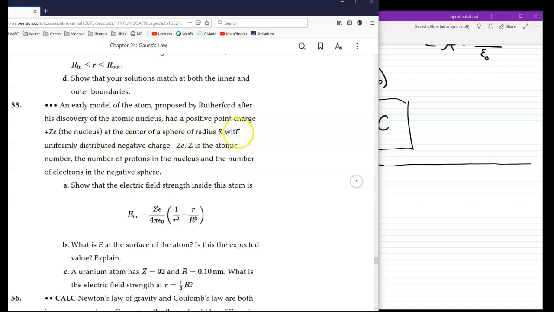That's the radius of the atom, with uniformly distributed negative charges. He didn't know about electrons yet, so he said there is a smear of negative charges surrounding it, negative Ze. They have the same charge, e, except that the proton and the electron have very different masses. The proton is much more massive, but they have exactly the same fundamental charge, e. Z here is the atomic number, the number of protons in the nucleus.